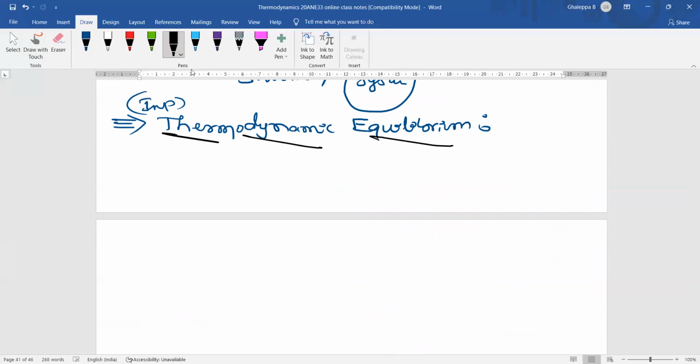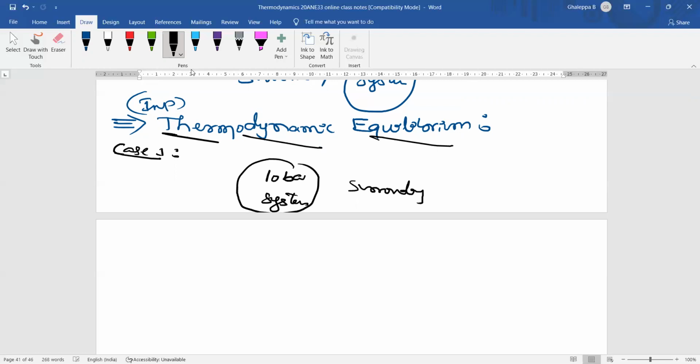So I will give some examples. You tell me whether it is thermodynamic equilibrium or not. Dear students, let me take the system. Okay, case 1. I will give some conditions, and you tell me whether it is thermal equilibrium, chemical equilibrium, mechanical equilibrium, or thermodynamic equilibrium. Let me take the system pressure is 10 bar, and surrounding pressure is 10 bar. System temperature is 40 degrees Celsius. Here the surrounding temperature is 100 degrees Celsius.